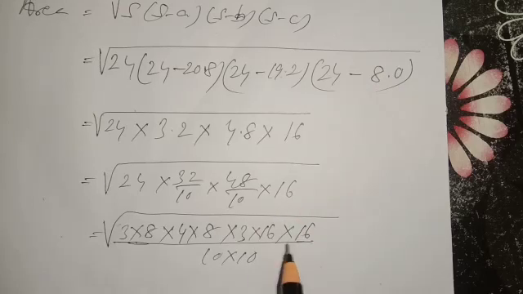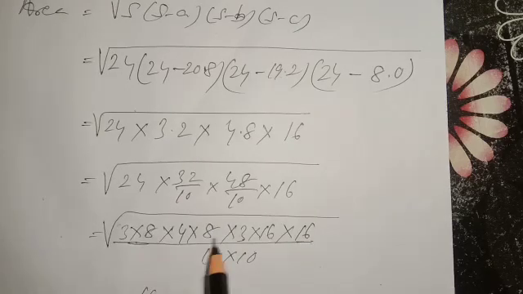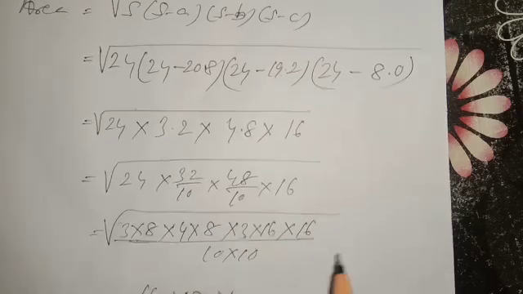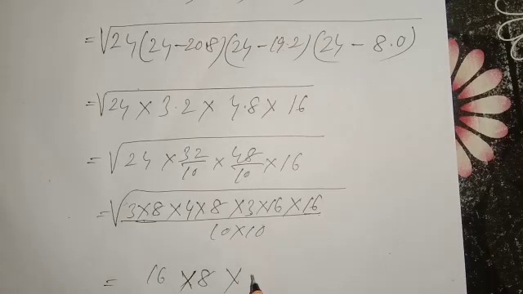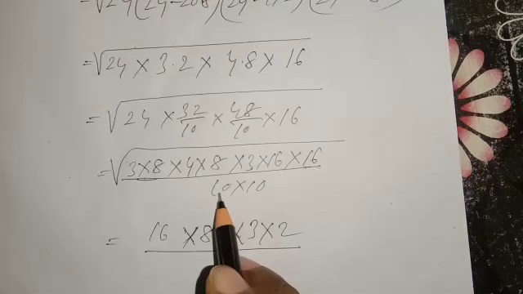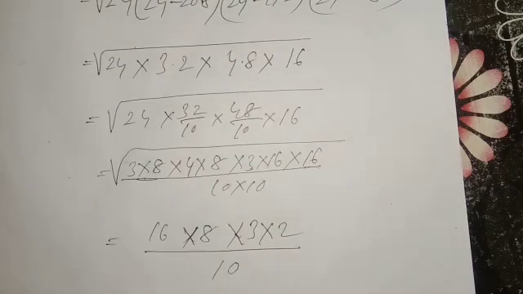Out of the two 16s, I will take one 16. Out of the two 8s, I will take one 8. Out of the two 3s, I will take one 3. And the root of 4 will be 2. And here, out of the two 10s, I will take only one 10. Okay. Now just multiply. How much is coming?